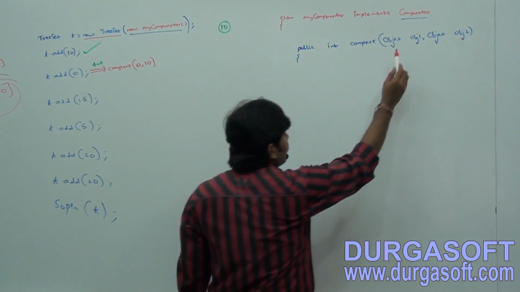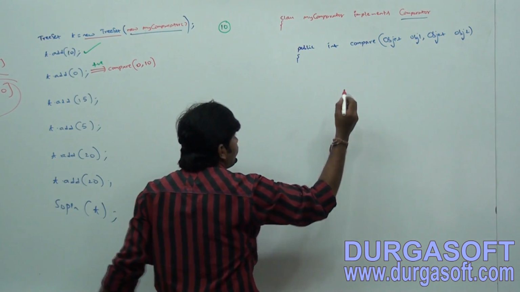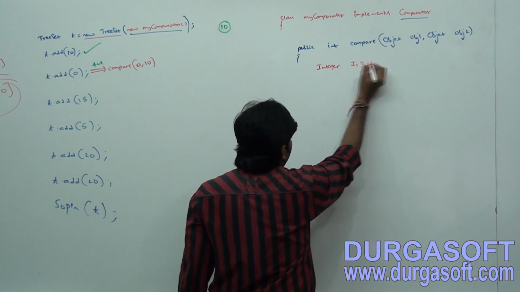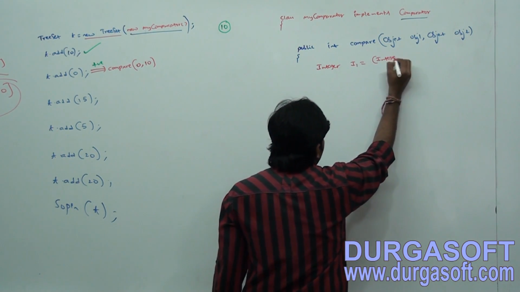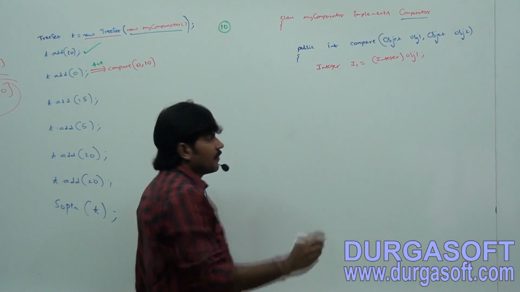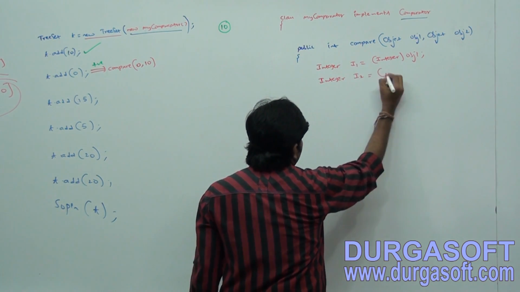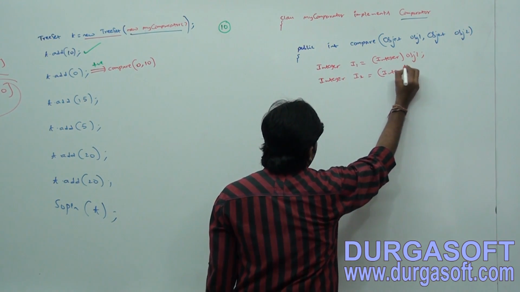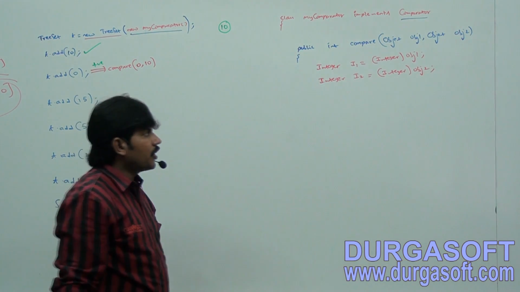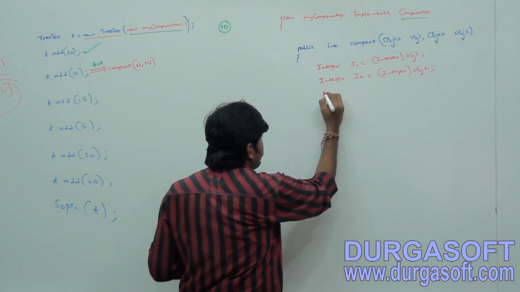Sir, which objects are we adding? obj1, obj2. Sir, these are what type of objects? Integer. Integer I1 is equal to integer of obj1. Integer I2 is equal to integer of obj2. Okay. Now I am taking here, listen a bit very carefully.